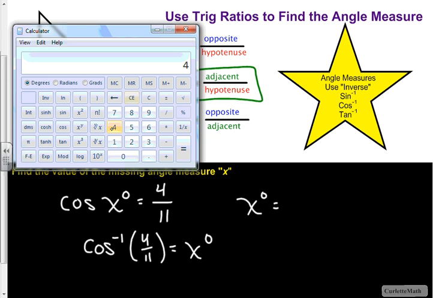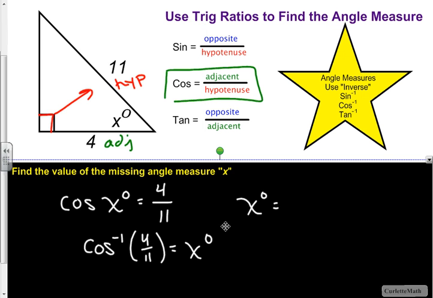I'm going to take 4 divided by 11. It equals, go to inverse, so you would hit second on your calculator and hit your cosine button, which would give you your inverse. And we have 68.676. Since I'm wanting to go to 2 decimals, I'm going to make that 68.68. And that's in degrees. Excellent job.